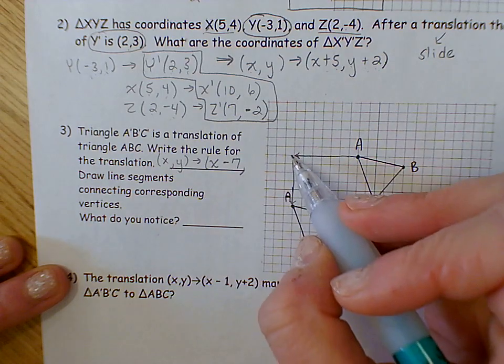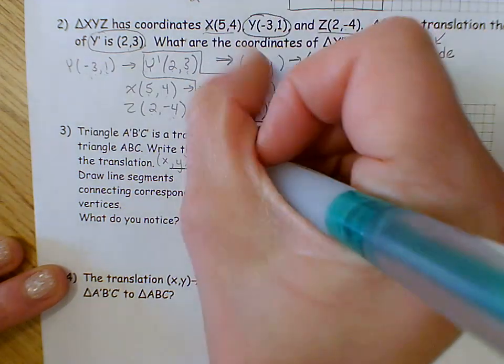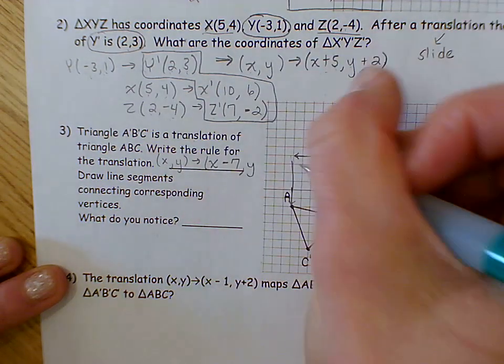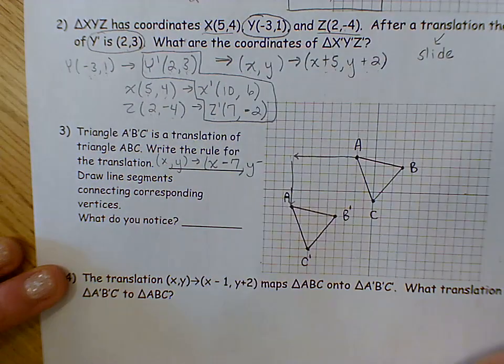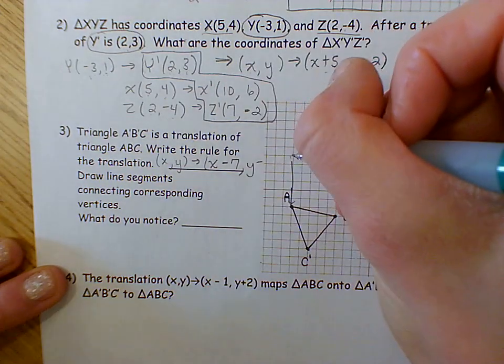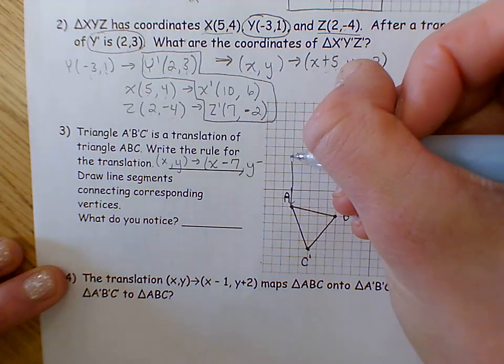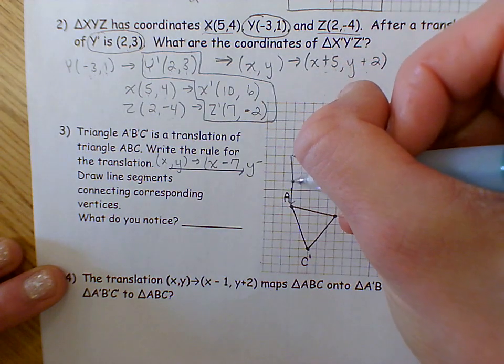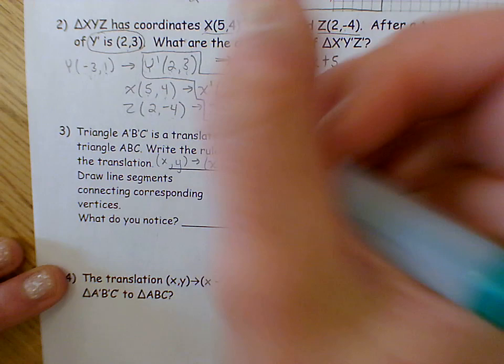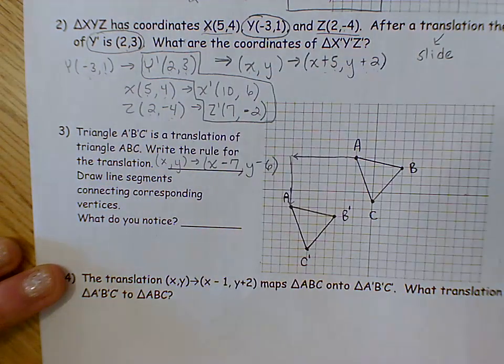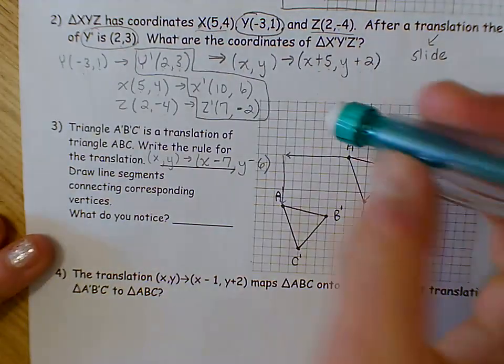Now the up and down part. So I had to go down. So that means we're taking our y values, and because we're going down, we're subtracting a number, and we just count how far we go down. So we're right here, and we're going to count 1, 2, 3, 4, 5, 6. So we're going down 6. Okay, so there's my rule for that problem.